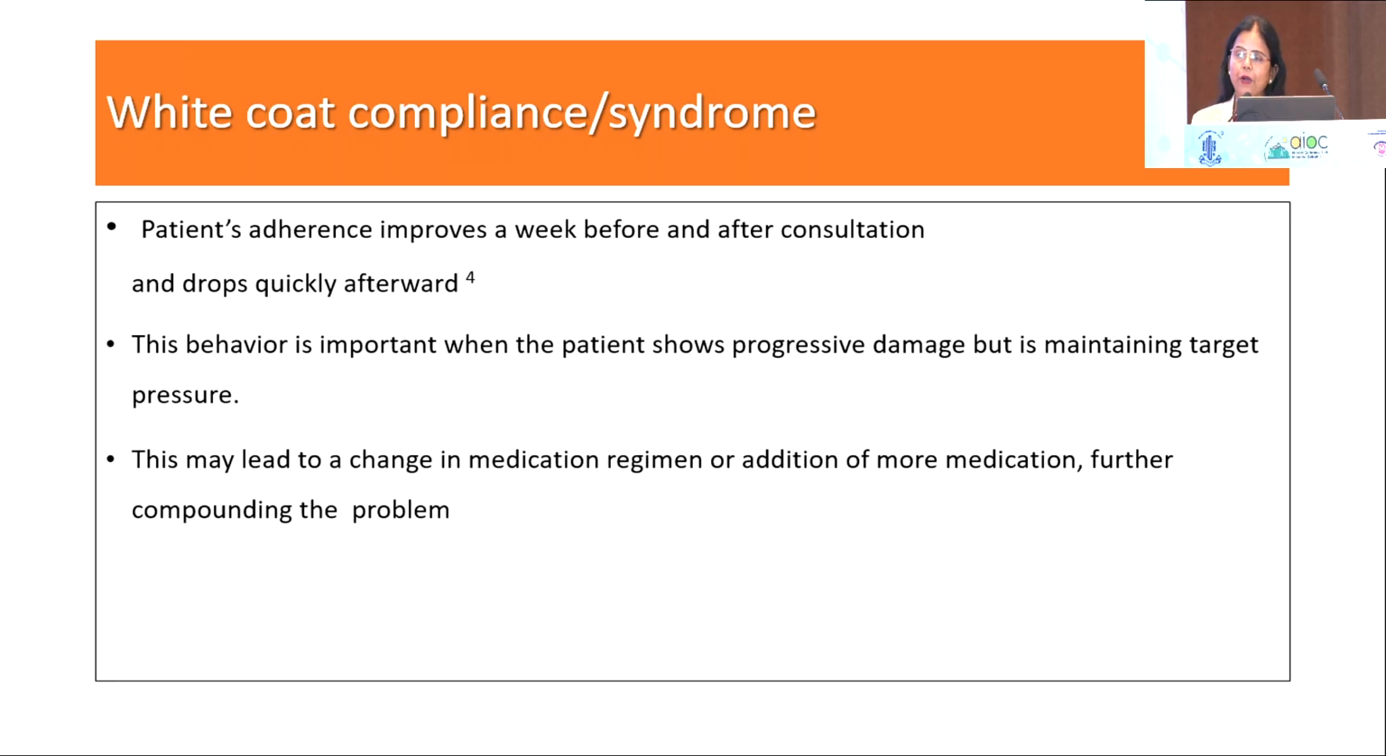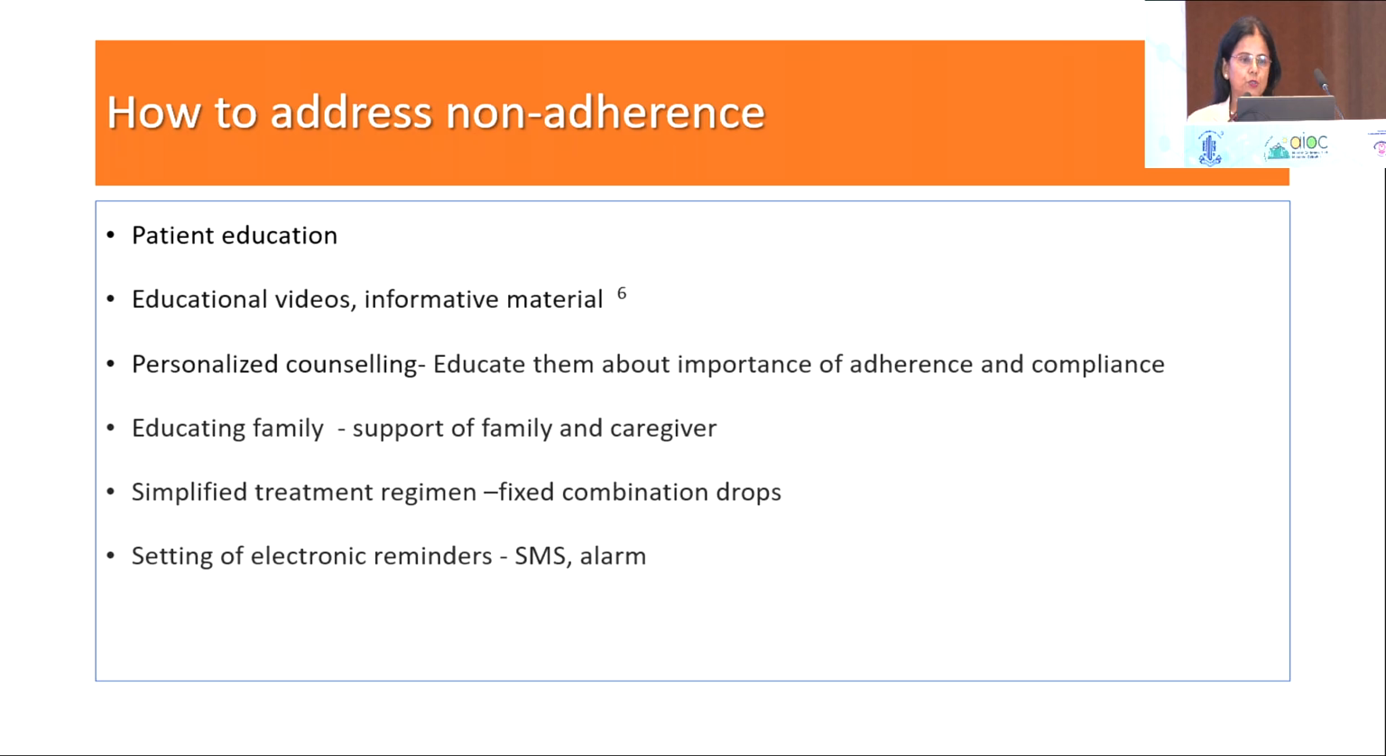So it is very important to find out whether the patient is doing this. We may add or change the medication, finding that the patient is progressing though the IOP is controlled. We may think that the medication we are giving is not adequate, and we may add on more drops. This will further complicate the regimen, and this will lead to poor adherence. So we should be aware of this syndrome also.